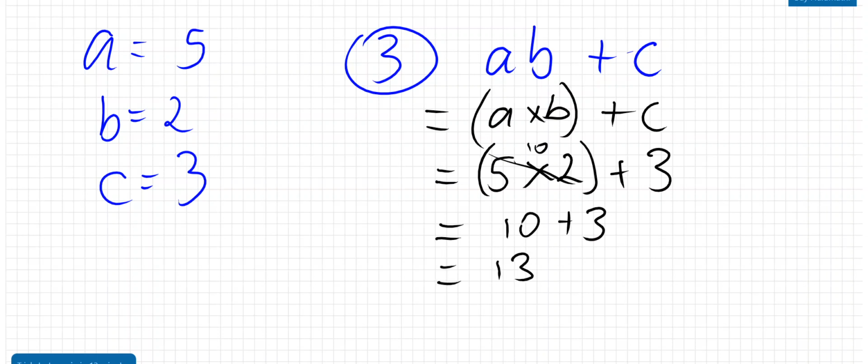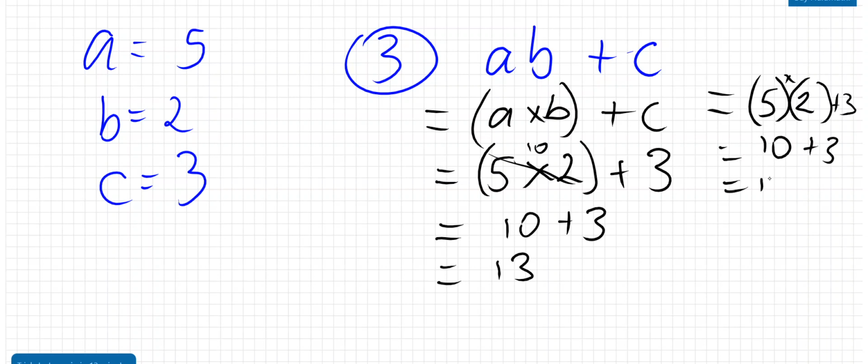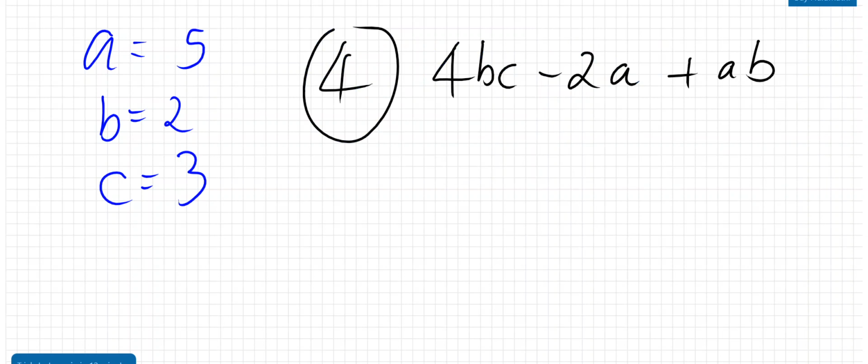Another way to show working out would be to use brackets, so as in substitute with brackets. So A, I would have 5 in brackets, times B, which is 2. So we know 2 brackets sitting together, there's a times in between them. And then plus C, which is 3. So 5 times 2 is 10, and 10 plus 3 is 13. So if you did it that way, it's also correct, but either way is fine.